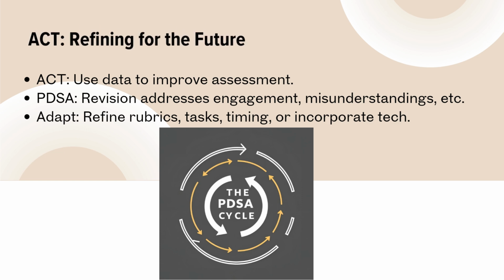The act stage is where we translate our findings into action. We don't just continue with the same assessment. We use the data to make informed decisions about how to improve it. Revision isn't a sign of failure, it's an integral part of the PDSA process. We're looking for specific indicators that the assessment needs adjustment, such as lack of student engagement, persistent misunderstanding, or logistical challenges. The adaptations we make can be varied. We might refine the rubric, modify the task, adjust the timing, or incorporate technology to enhance the peer review process. The goal is continuous improvement.